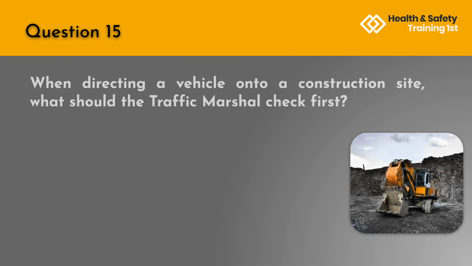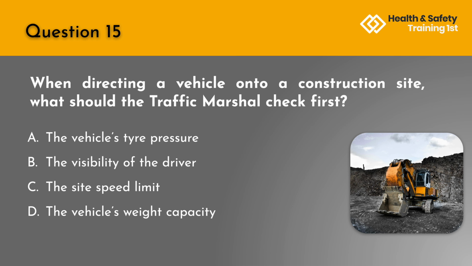Question 15. When directing a vehicle onto a construction site, what should the traffic marshal check first? A. The vehicle's tyre pressure. B. The visibility of the driver. C. The site's speed limit. Or D. The vehicle's weight capacity.